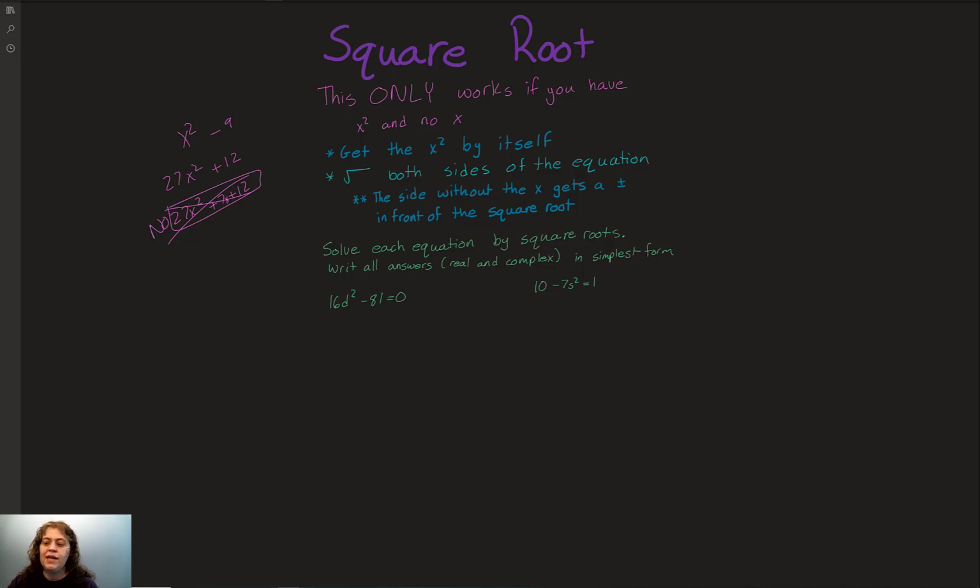So what we're going to do is get the x squared by itself, and then we're going to square root both sides of the equation. And the side without the x gets a plus minus in front of its square root. So let's do it. We're going to get the x squared, or the d squared in this case, by itself. So 16d squared equals 81. D squared equals 81 over 16. And then we're going to square root both sides, or mainly the other side because we're getting rid of the squared. And that gives me d equals plus or minus 9 over 4.